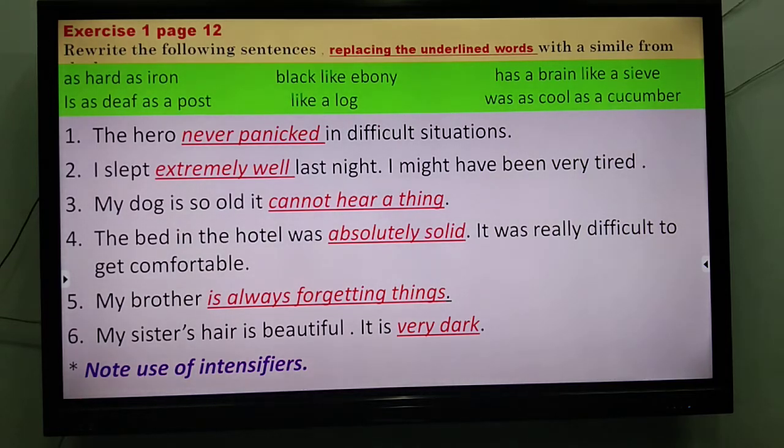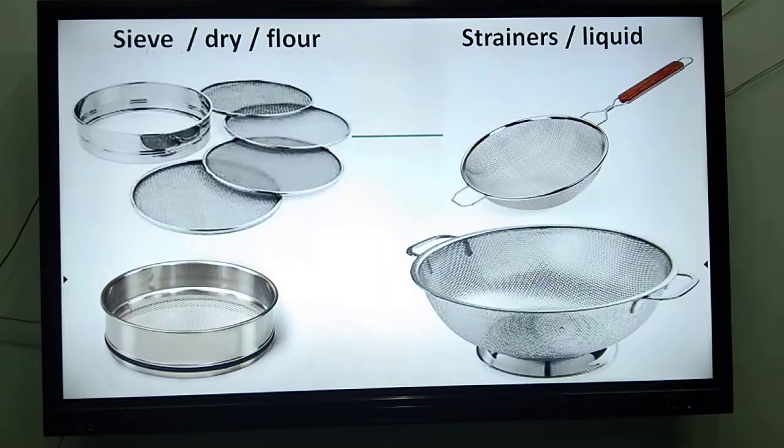My dog is so old. Yes, intensifier, so old. The bed in the hotel was absolutely solid. It was really difficult to get comfortable. How difficult? Really difficult. Extremely difficult. My brother is always forgetting things. And let us go to the next one now. So I hope that besides using similes, we have also seen how intensifiers make our writing better.